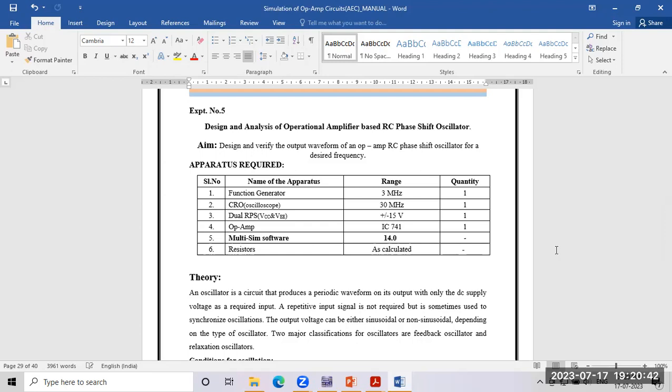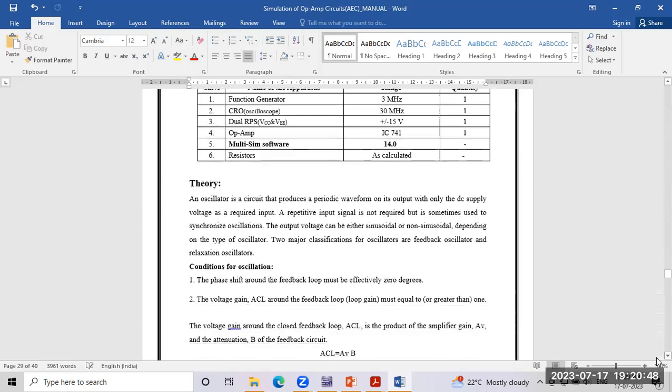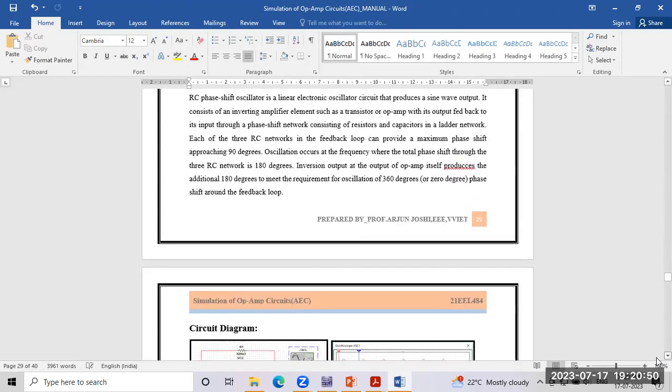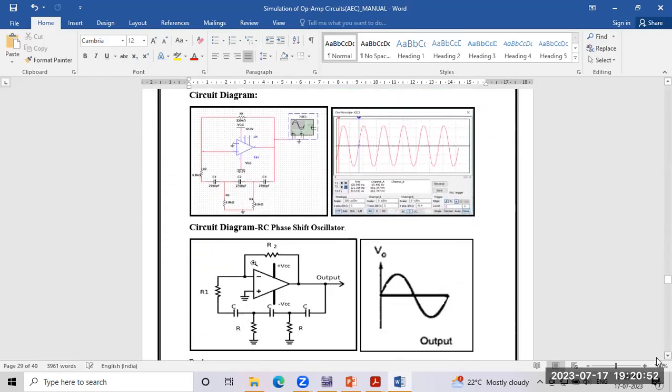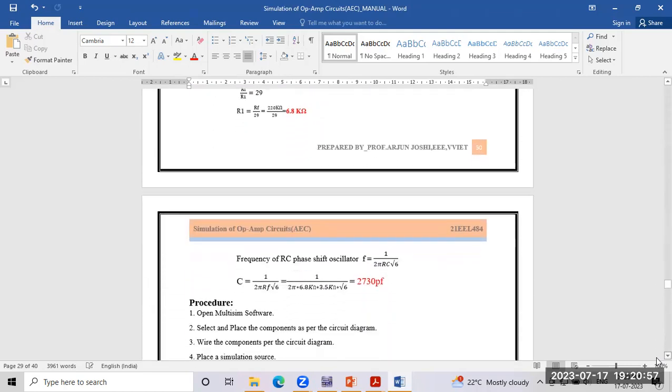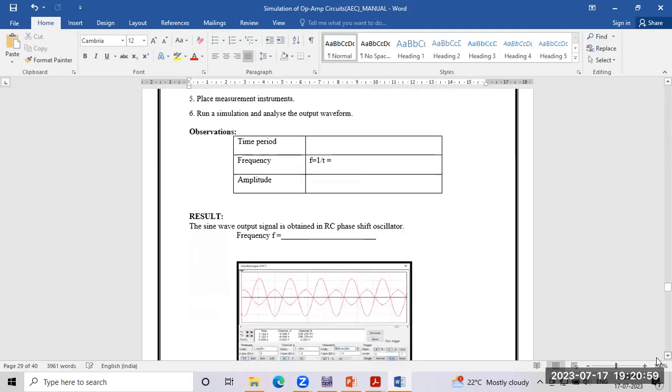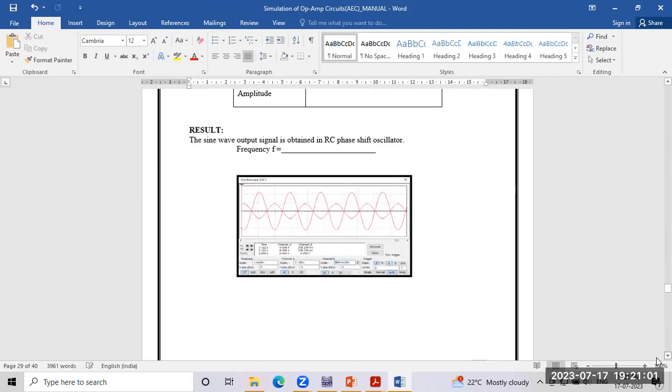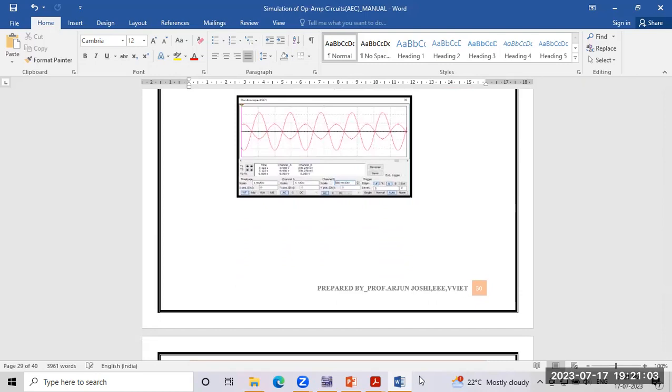Aim of the experiment, apparatus required, theory, and then circuit diagram, design, everything we will discuss in this video. Tabular column, results.